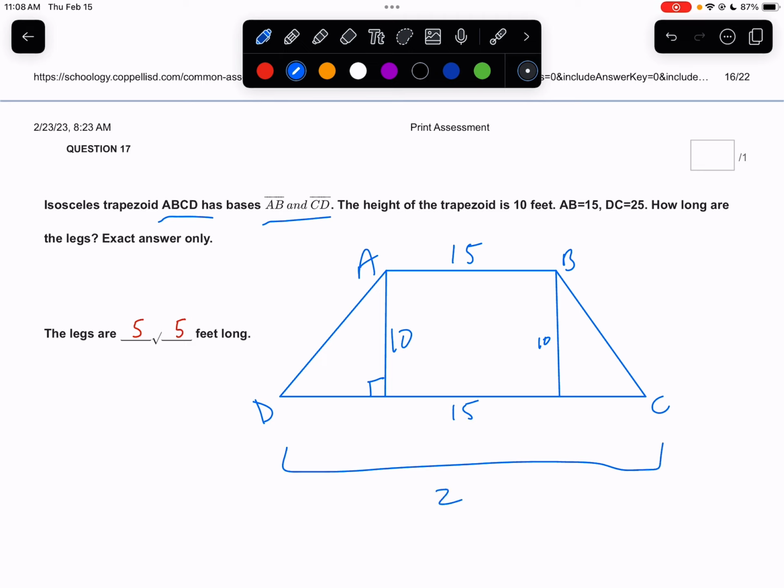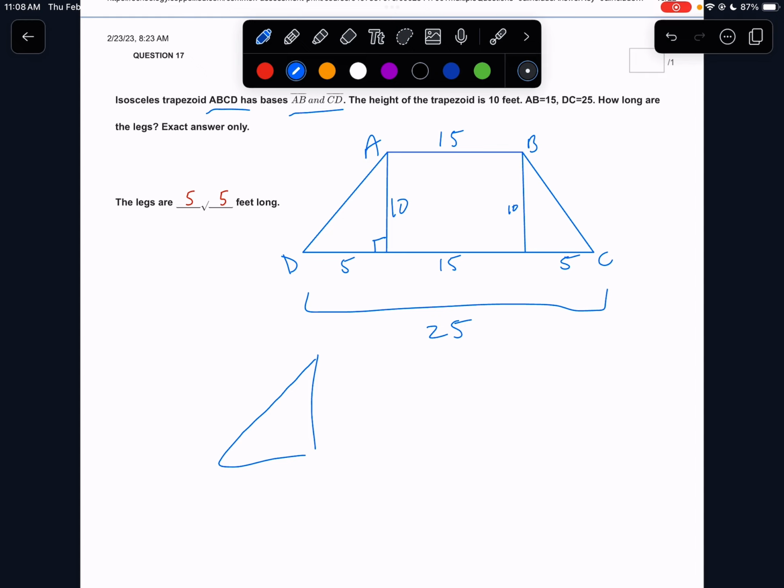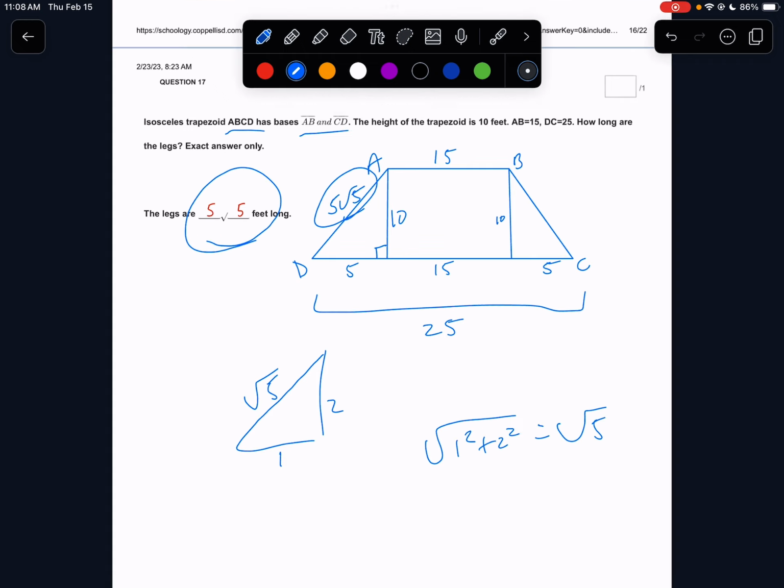How long are the legs? Well, that's just the Pythagorean theorem. Let's practice without a calculator. If that's 5 and 10, divide by 5 would be 1 and 2. Be the square root of 1 squared plus 2 squared. That's the square root of 5. Multiply the 5 back in. That's going to be 5 root 5.